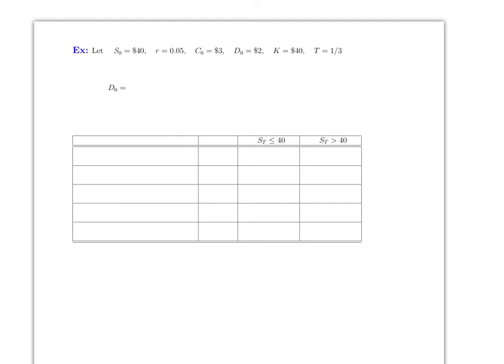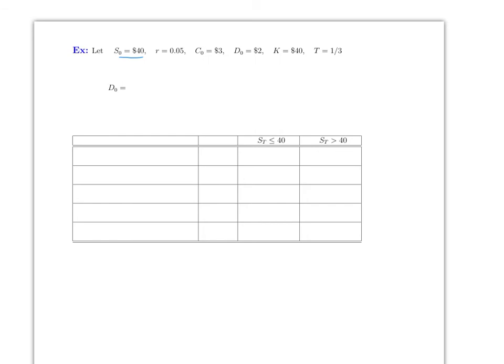Let's say here the stock price right now is $40. The interest rate is 5%, and you can buy a call for $3 or a put for $2 with a strike price of $40, and the expiration day is 1/3 of a year. Okay.